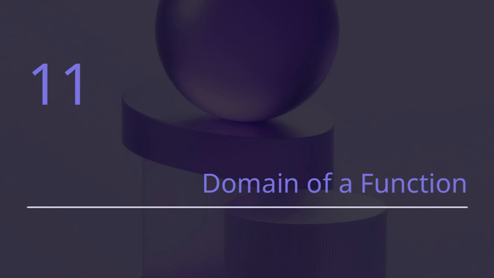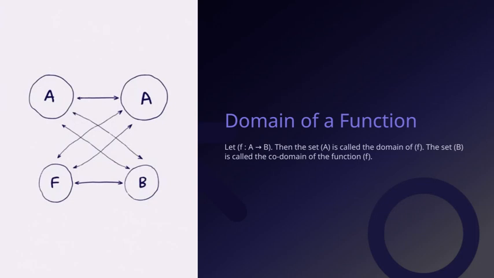Let's look at this slide. When we have a function, which we write as f: A → B, the set A is called the domain of f. This is essentially the set of all the inputs or the starting points for our function. Now, on the other hand, the set B is known as the codomain of f. The codomain includes all possible outputs that the function could potentially produce, even if not all of them are actually attained. Understanding the difference between the domain and codomain is really important because it helps us clarify what values we're starting with and what values we're aiming at with our function.